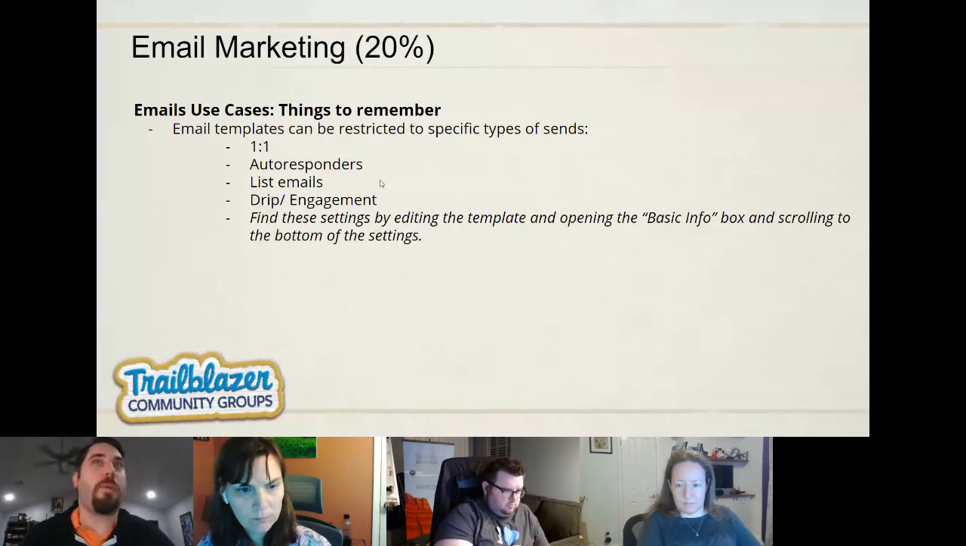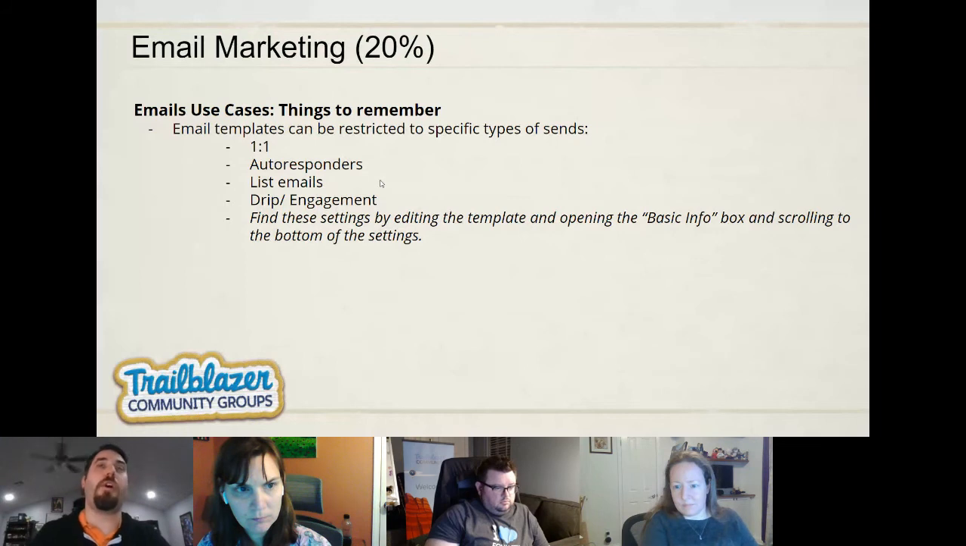This is probably one of the things that you can get tripped up on, in the sense of what an email template can be used for. There are 4 different things that you can identify an email template for. It can be for a one-to-one email. It can be for autoresponders, list emails, drip engagement, and you can turn all of those on or you can turn all of those off. But those are manually set.